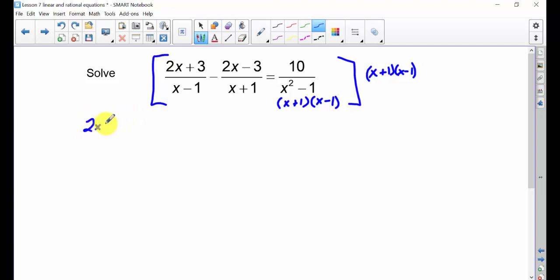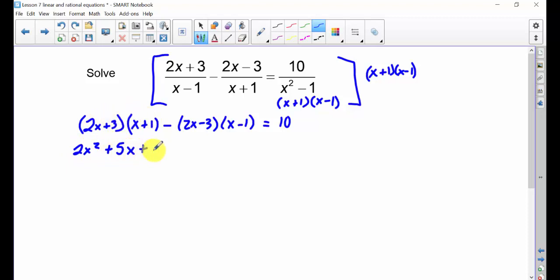We have 2x plus 3 multiplied by x plus 1, subtracted by the 2x minus 3, and in this case the x plus 1 goes, so we'll have x minus 1 equal, those reduce completely, so I get 10. I'm going to FOIL each one of these, so that's 2x squared, 2x and 3x is 5x plus 3 minus, I'll put this in the parentheses, 2x squared. That's a negative 2x and a negative 3x, which is a negative 5x plus 3 is equal to 10.